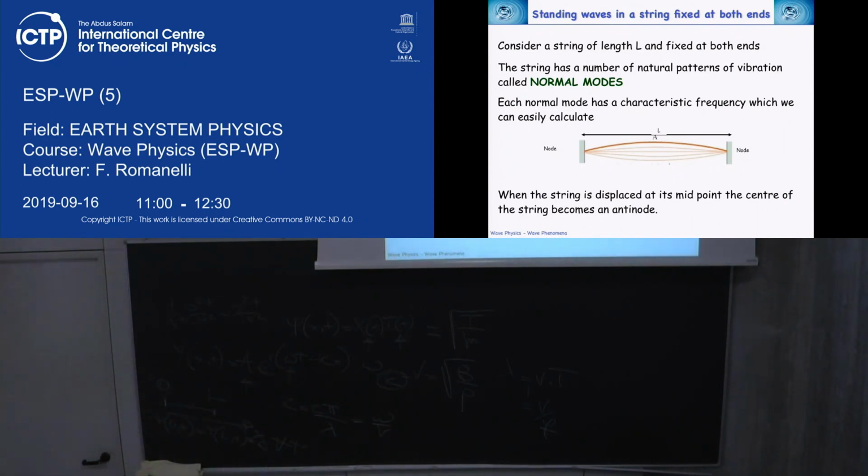Now, what about this? Here, the string has to be fixed. What about the cosines? Can a cosine be 0 in 0? No. The sine is 0 in 0. So the boundary condition immediately decides that the cosine is not good, and we have to take the sine.